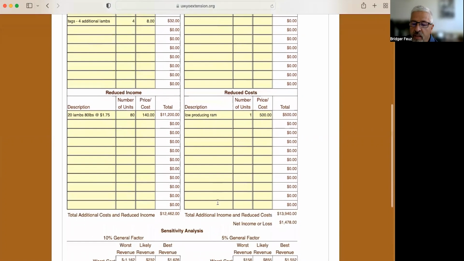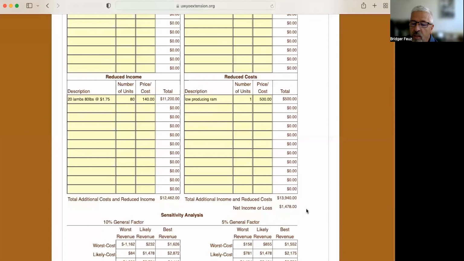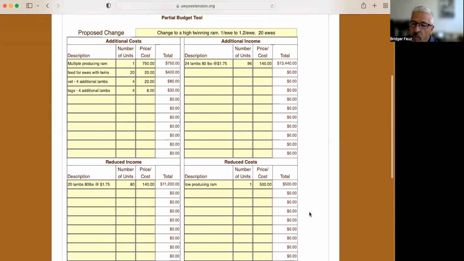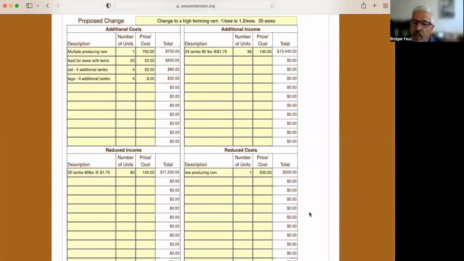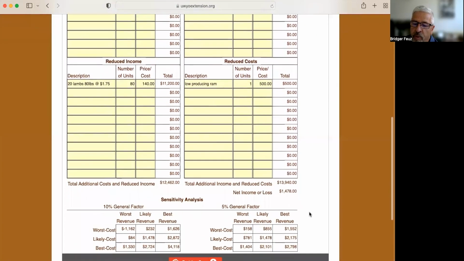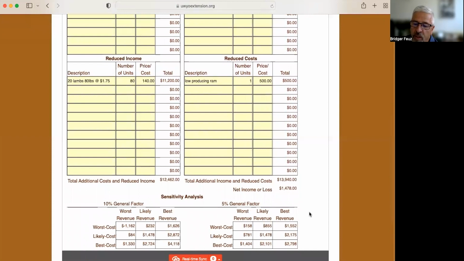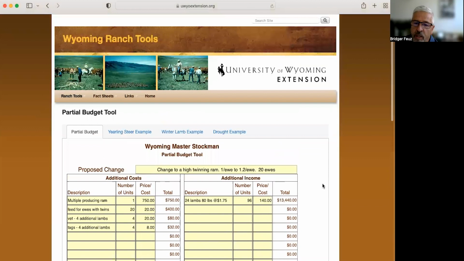So bottom line on this example, we show a net income or loss of about $1,500, $1,478 for just investing in a ram that was going to be a little more productive than the ram that we had been buying. So that's a more simple example. And certainly you can look back down here at the sensitivity analysis too and see sort of worst and best case scenarios. If we're only 5% off, worst case, we would still be making more money, and best case, up there at $2,800. So that's the way the partial budget tool works.